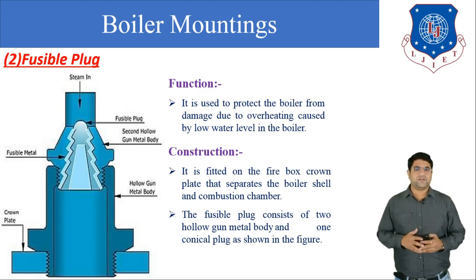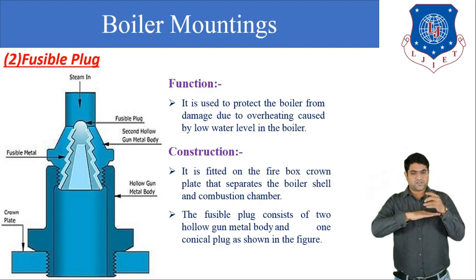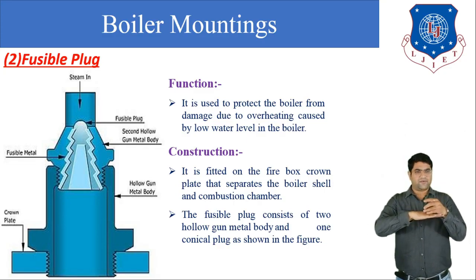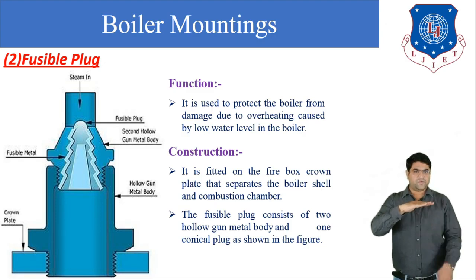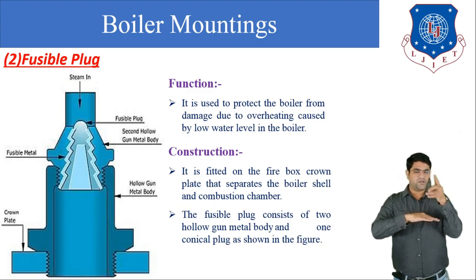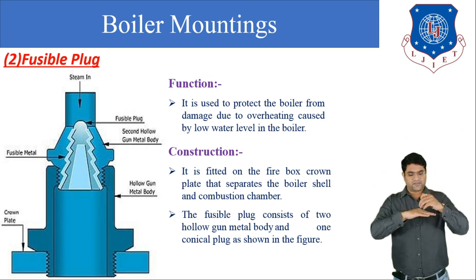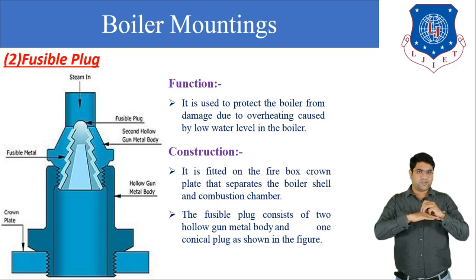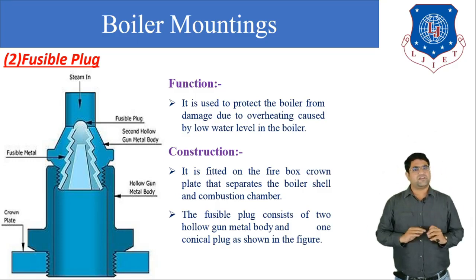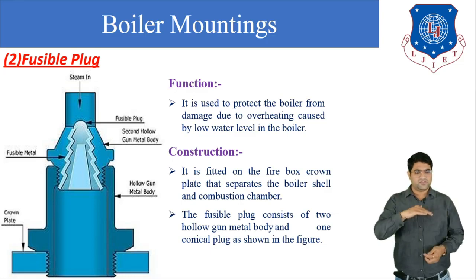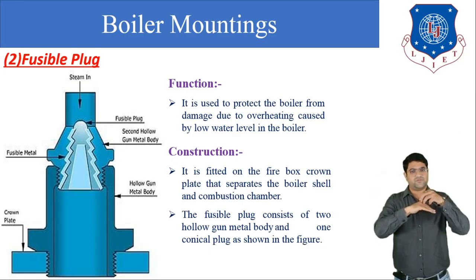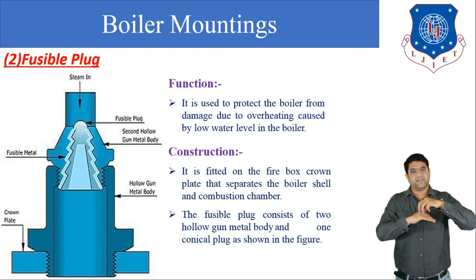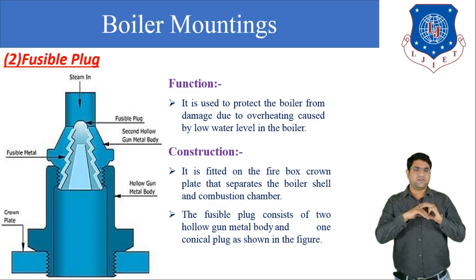First of all you have to understand the position of the fusible plug inside the boiler. Consider this is the fusible plug and this is the boiler shell. Generally the fusible plug is fitted over the firebox. Below the fusible plug there will be hot gases and above the fusible plug there will be water. It takes the heat from the fire gases and then transfers that heat to the water. Now if the water level is sufficient, there will be no chance of overheating, because the heat will be transferred from the firebox to the fusible plug and the fusible plug will transfer that heat to the water. This is a continuous process.